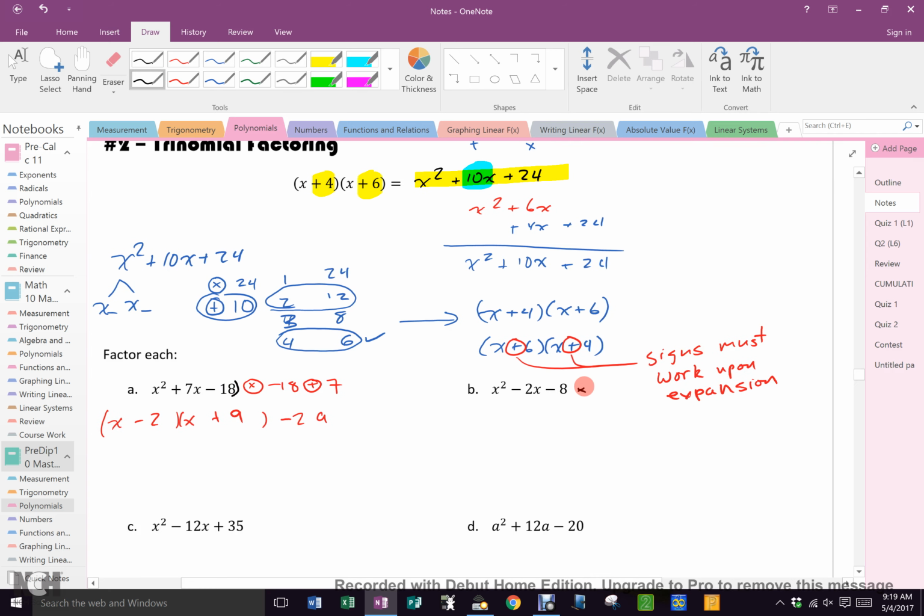What must I multiply to? -8. And what must I add to? -2. So what is it? -4 and +2, right? So (x minus 4)(x plus 2).